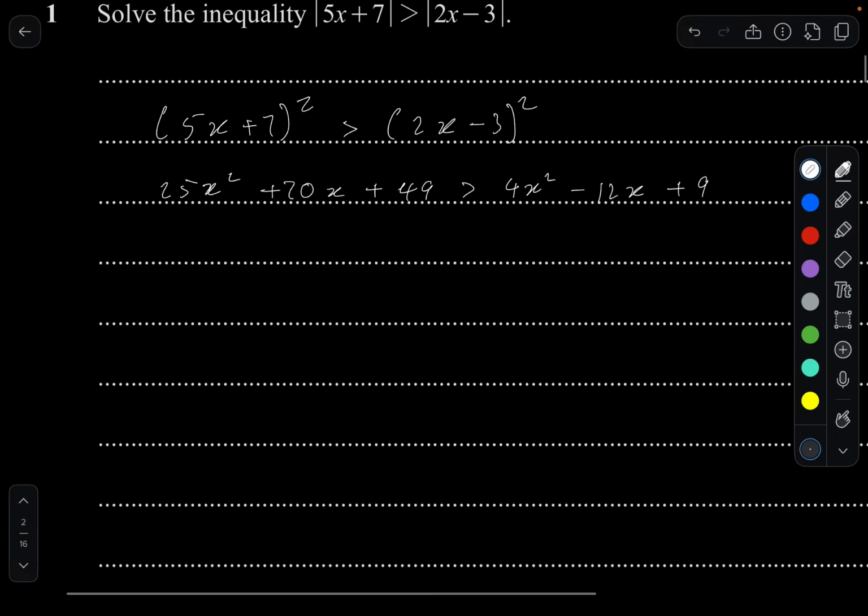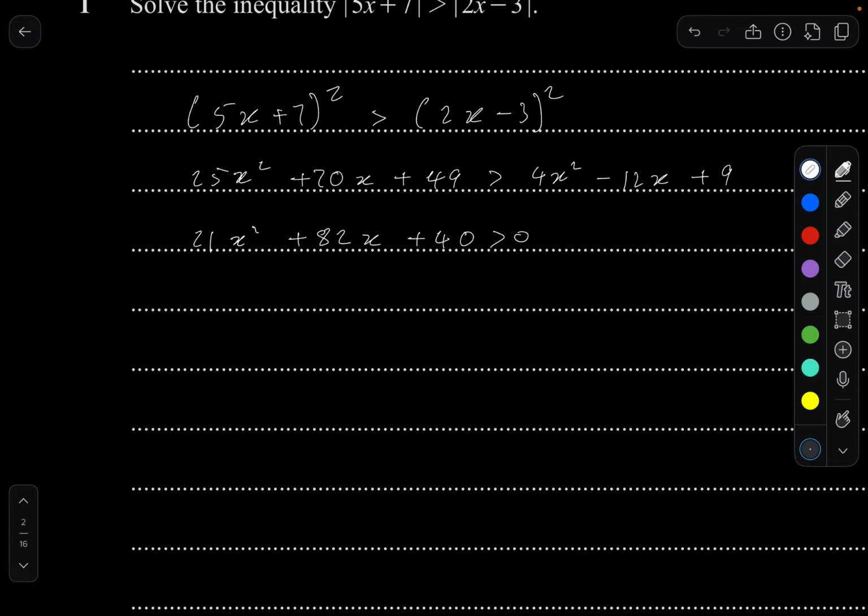So now when you get here, it becomes this expression. Then after that, you just basically make it a quadratic equation. So it'll be 21x squared. And then this will be this one minus that one. So that'll be plus 82x. This one minus that one. So that'll be plus 40. And then this will be greater than 0. So then you basically now use the quadratic formula to get your final answer.